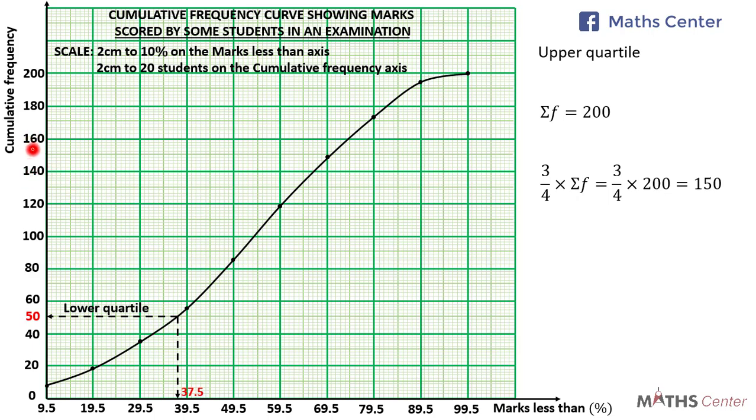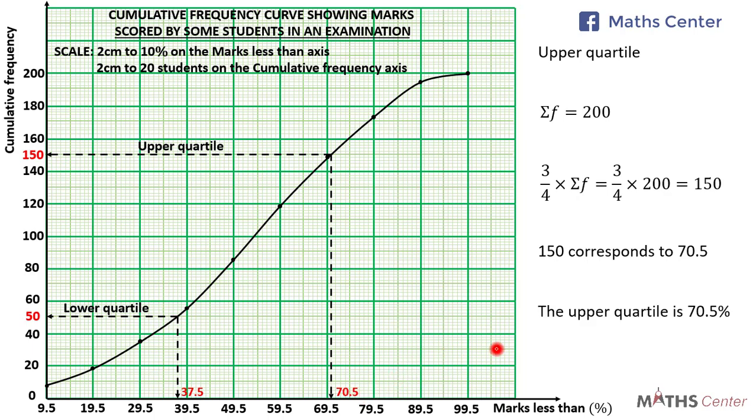Then from here, we will trace it to meet the curve. From the point where it meets the curve, we will trace it to meet the horizontal axis, which is the marks less than axis. And then we read the value there. When I do that on my graph sheet, I'm having 70.5. So from the curve, we can see that the upper quartile, which is at the 150th position, is 70.5. So the upper quartile is 70.5%.